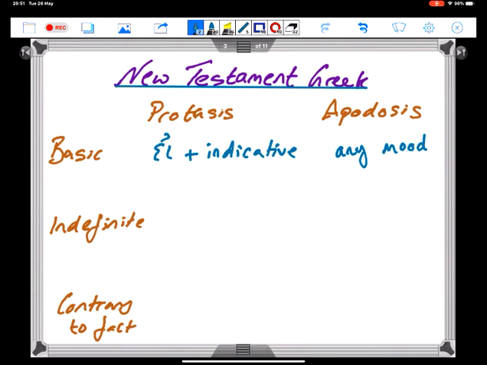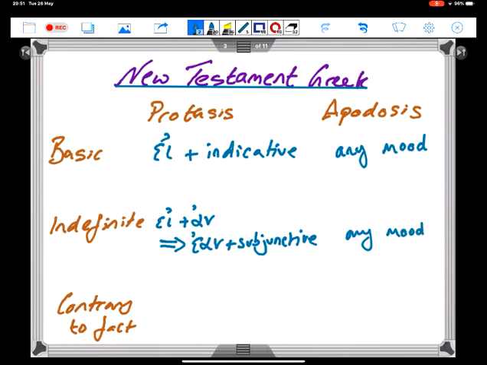The indefinite ones use that same word for if, but add the indefinite marker particle an, and that gives you ean. Once you've got ean, you need a subjunctive. And again, in the apodosis, you can have any mood. Now, the fact that they're indefinite means this is where the more hypothetical type stuff comes in. They're referring to something that is less true, less vivid, and you will find that these are often going to be translated with a future.